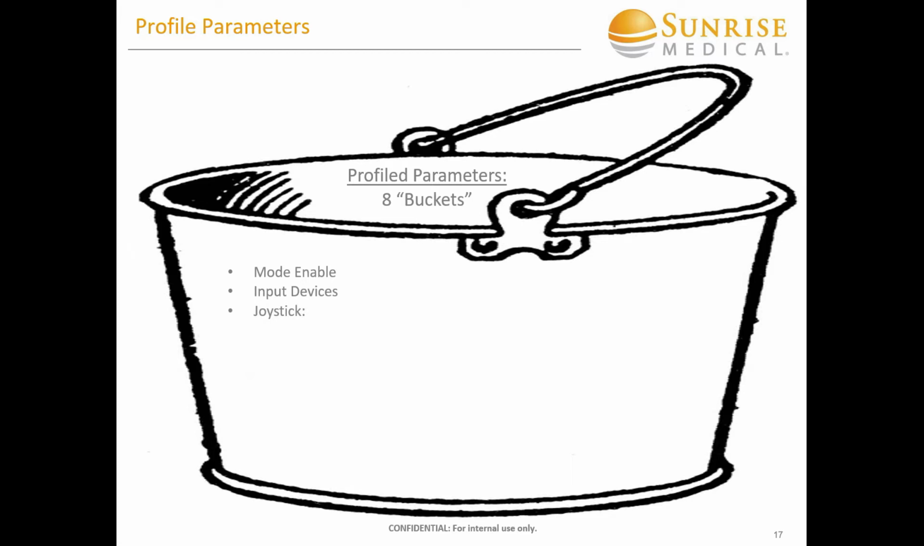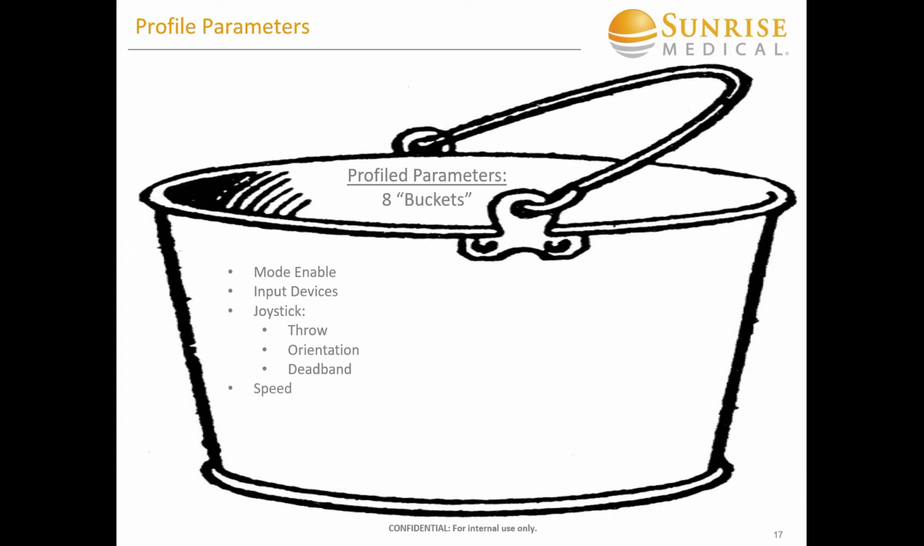You also can set up the joystick itself. This is helpful because you may have different joysticks on the chair, and it may be important to have those set up independently. You may need to have the throw set up independently, the orientation set up independently, the deadband and such. All of those can be set individually for each of the various profiles.